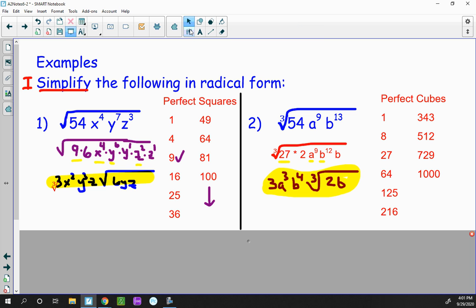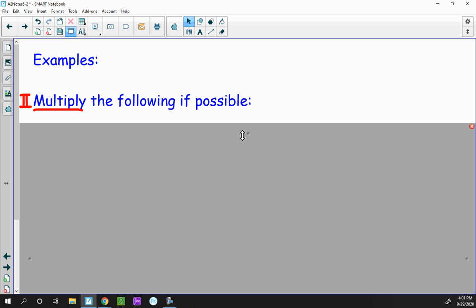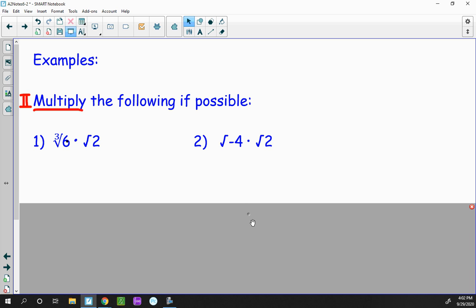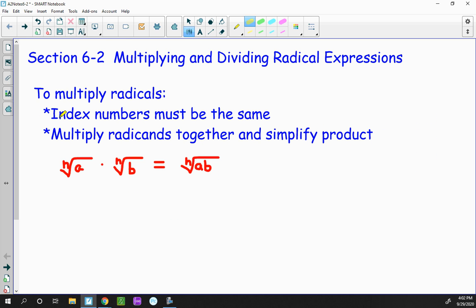Okay, again, that slide was just a review of simplifying radicals because you're going to have to use that in the process of multiplication. Now to our learning target on multiplication. To multiply the following, if possible, we're going to look at question number 1, and you notice that it's the cube root of 6 times the square root of 2. And recall that two things you want to check for are the indices have to be the same, and then you multiply the radicands together.